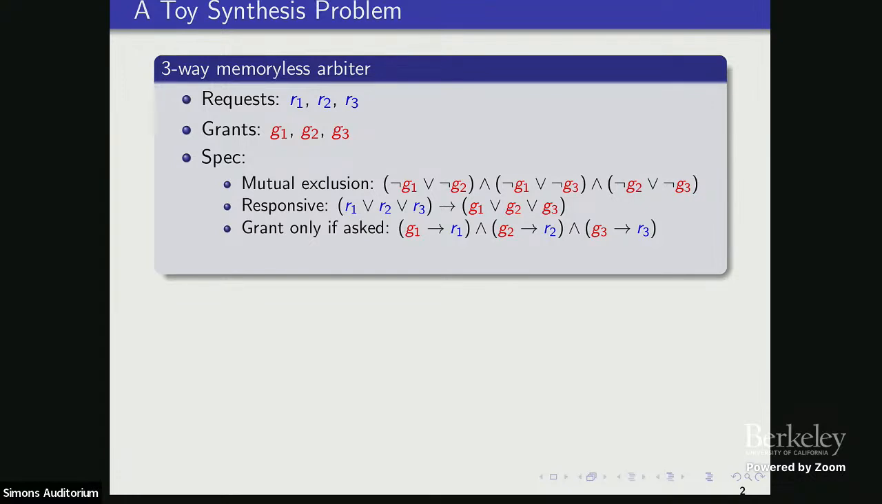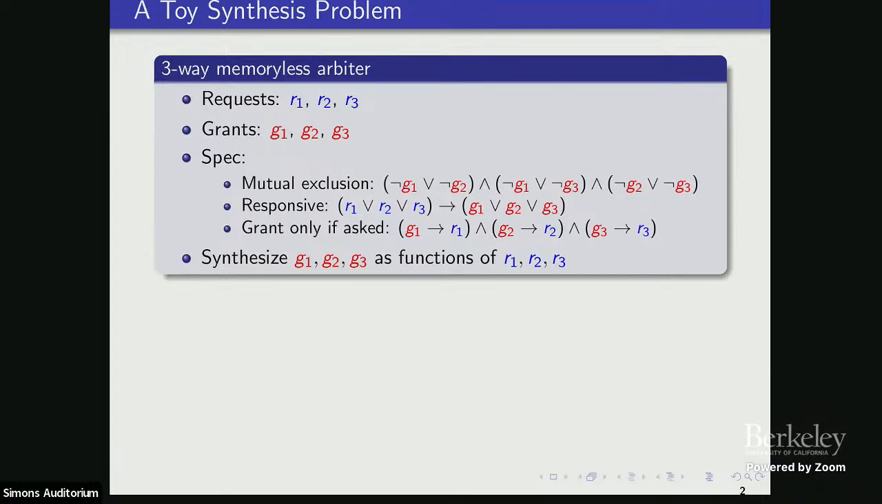And all of this is just at every time point it receives these requests, and it's supposed to generate G1, G2, G3, which satisfies this. So there is no memory in it. There is no temporal aspect to it. So our job is now to synthesize G1, G2, G3 as Boolean functions of R1, R2, R3, such that these specifications, these formulas, are always satisfied.